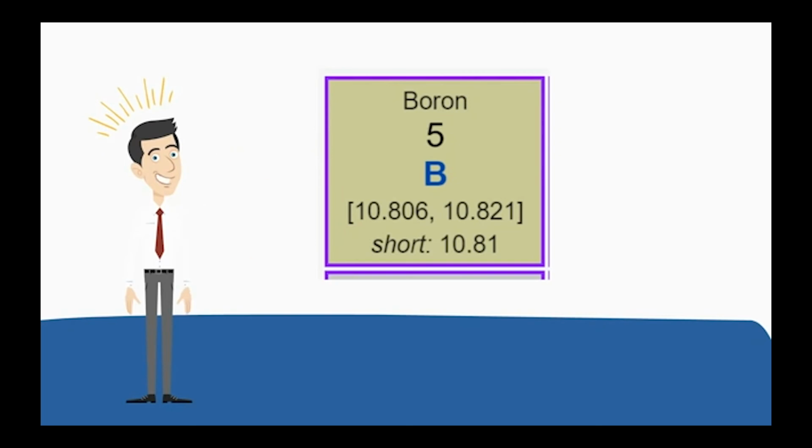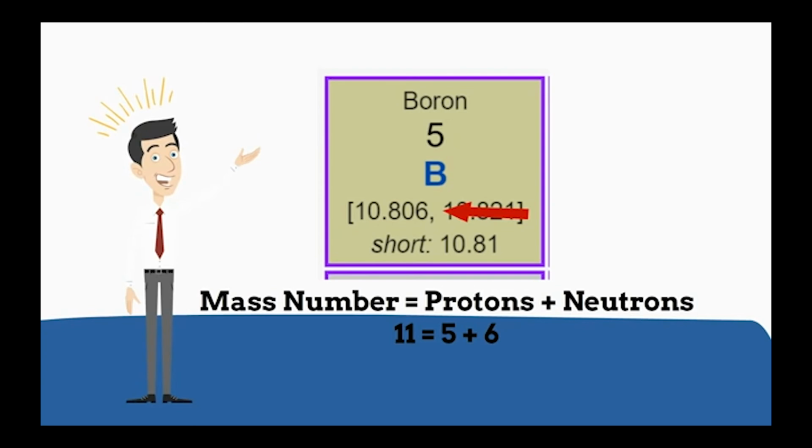Let's look at boron. Boron has a symbol B. It has an atomic number of 5, so it has 5 protons, so it will have 5 electrons because it's neutral in charge. It has an atomic weight of 10.806, so I will round that to 11. Then 11 equals 5 plus 6, so it has 6 neutrons.